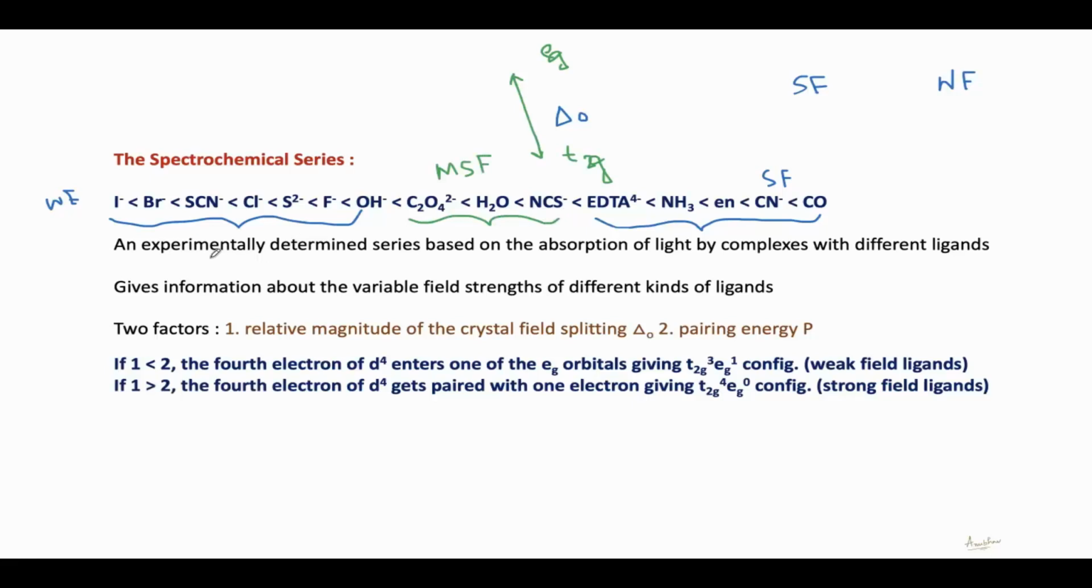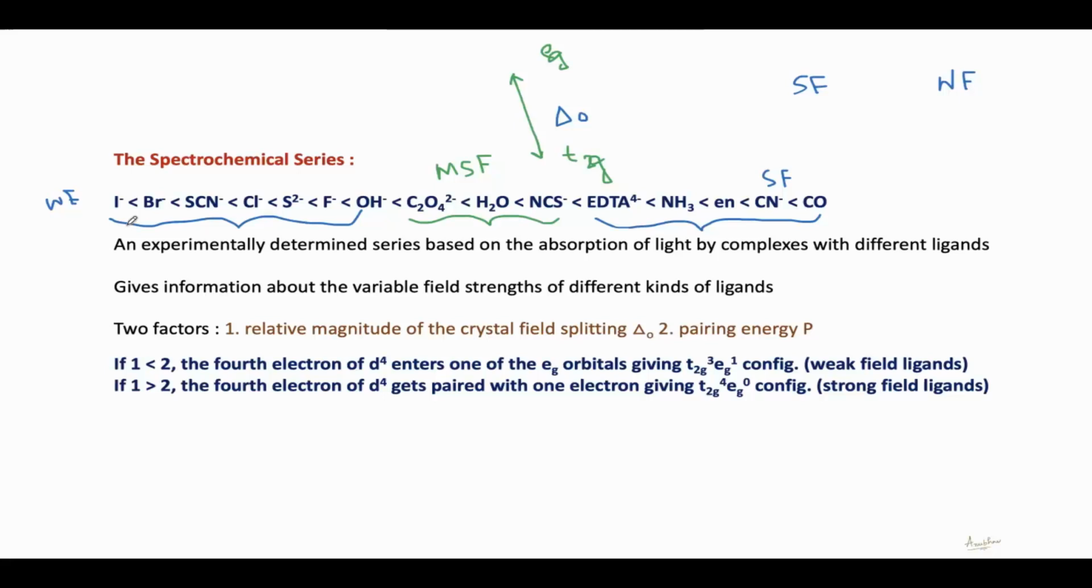So have a look at the spectrochemical series, which is starting with iodide. It's I minus less than Br minus less than thiocyanate, which is SCN minus, less than chloride, less than sulfide, which is S2 minus, less than fluoride, less than hydroxide, which is less than oxalato, which is C2O4 2 minus, less than water, less than NCS minus.